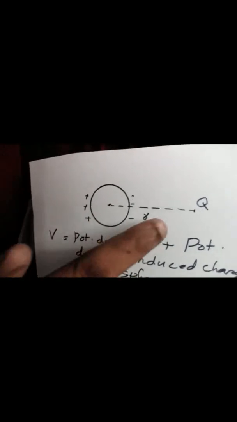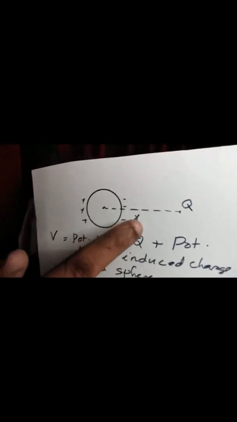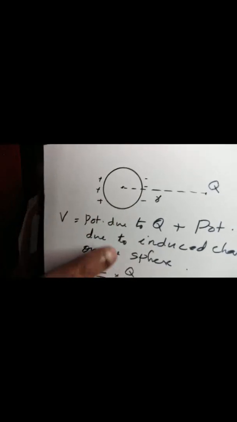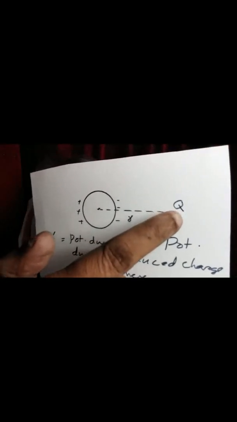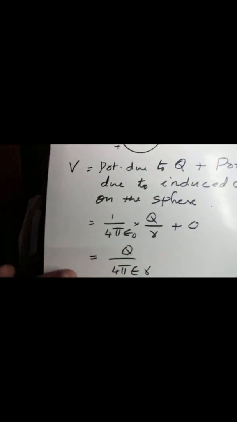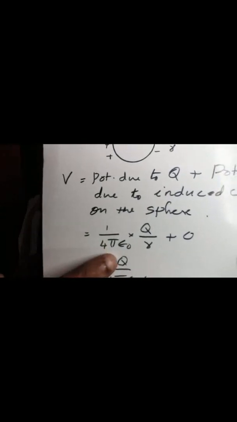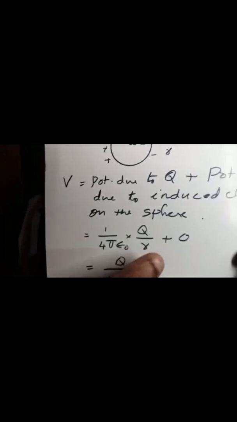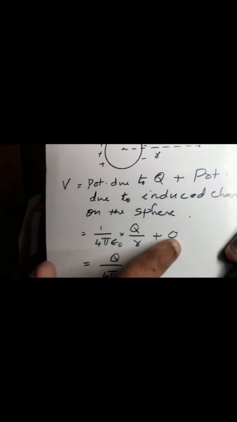In effect, the potential of this sphere is the potential due to Q plus the potential due to induced charges. The potential due to Q is 1 by 4 pi epsilon 0 into Q by small r, plus the potential due to induced charge is 0. So the answer is Q by 4 pi epsilon 0 into small r. That is the answer. Or you can think of it in another way.